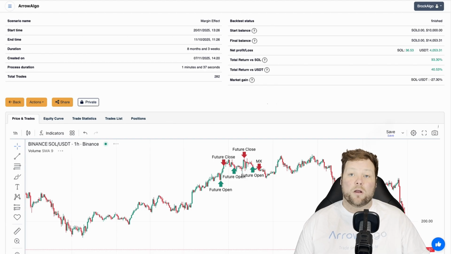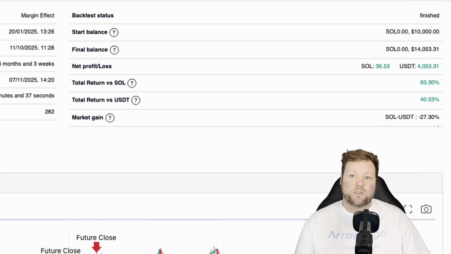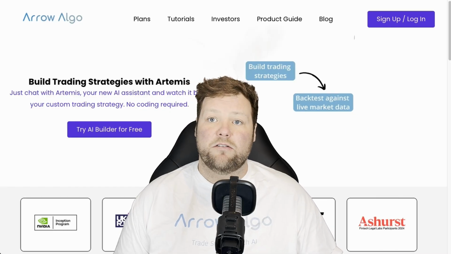If we flip this over now and use a USDT margin in the same window, same strategies, same results, but very different outcome. Because the collateral was stable and it didn't fall with the market, the strategy is now up about 40% versus dollars, and up about 93% over a buy and hold approach. So the lesson here is simple.